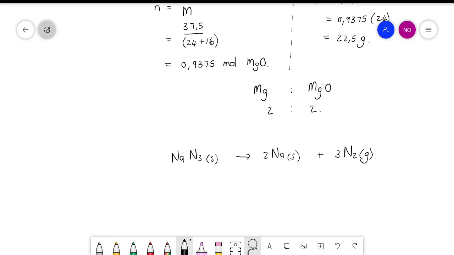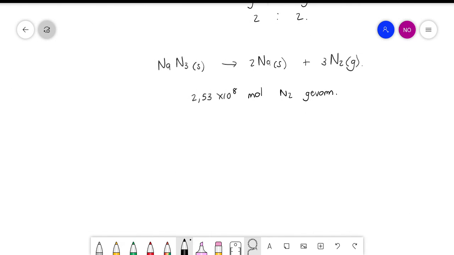Hulle sê vir jou, in een so ontbinding word 2,53 maal 10 tot die mag 8 mol N2 gevorm. I hope you guys understand that molecule nitrogen is the N2 that is formed. Molecules stikstof is soveel wat vorm. Okay. Bereken die getal mol natrium asied wat ontbind het.